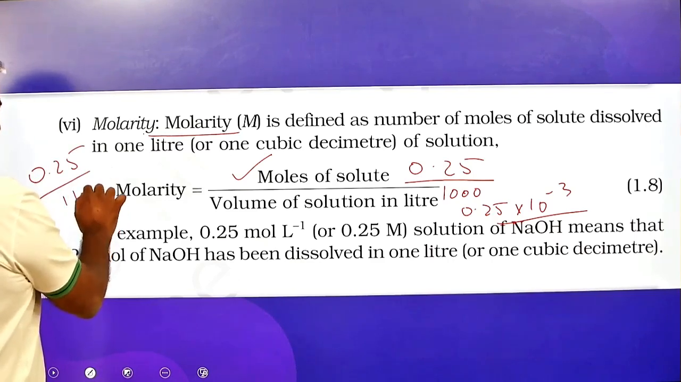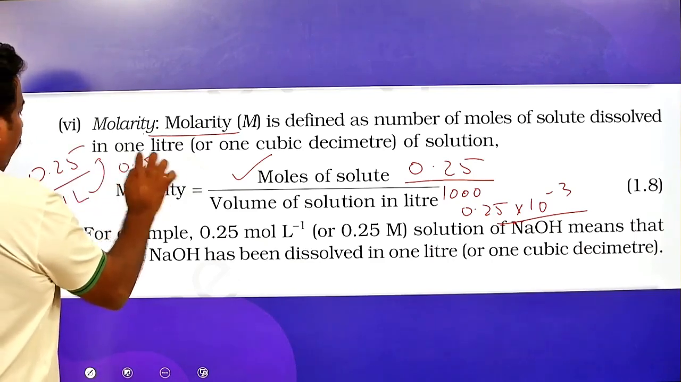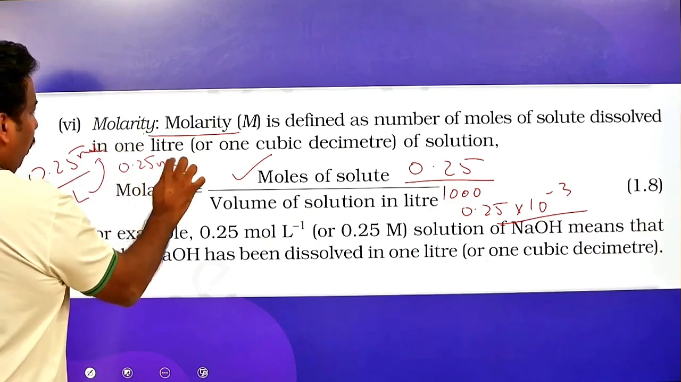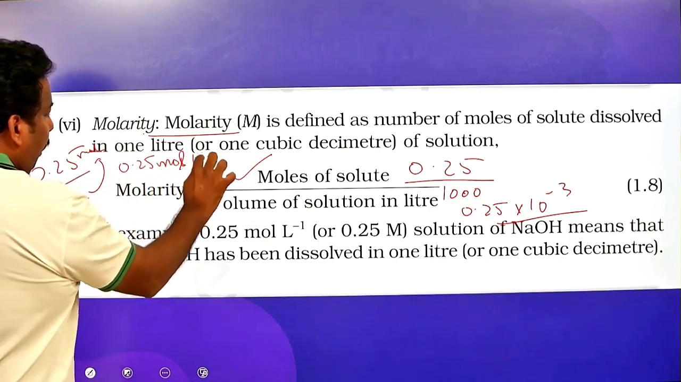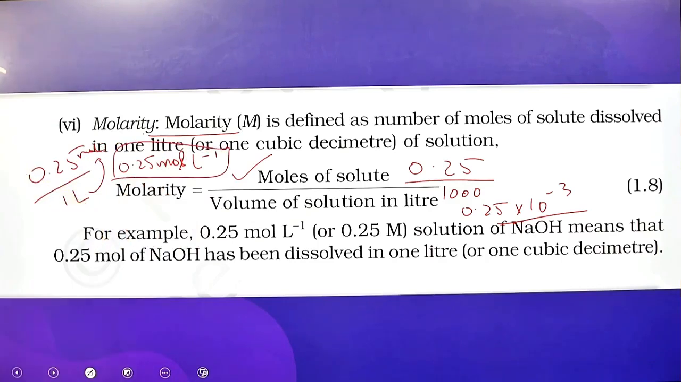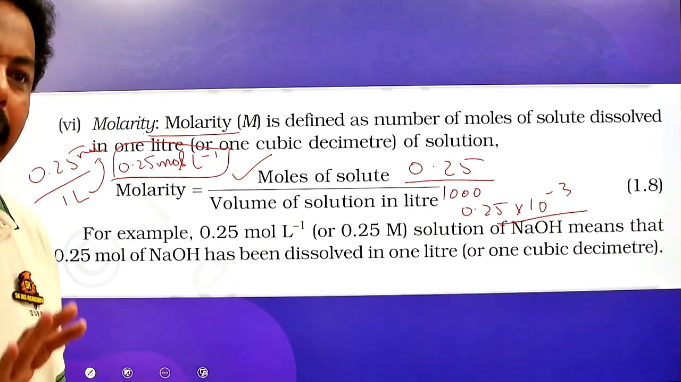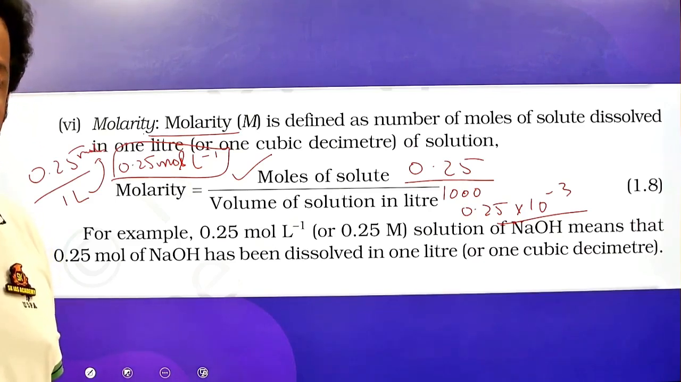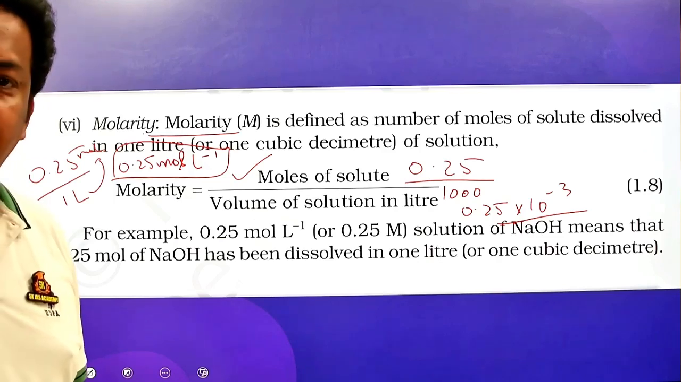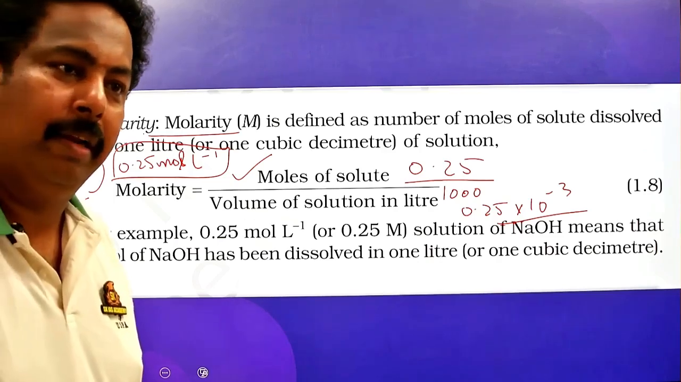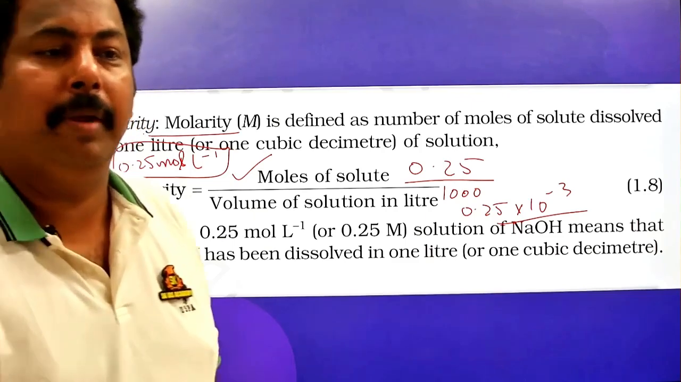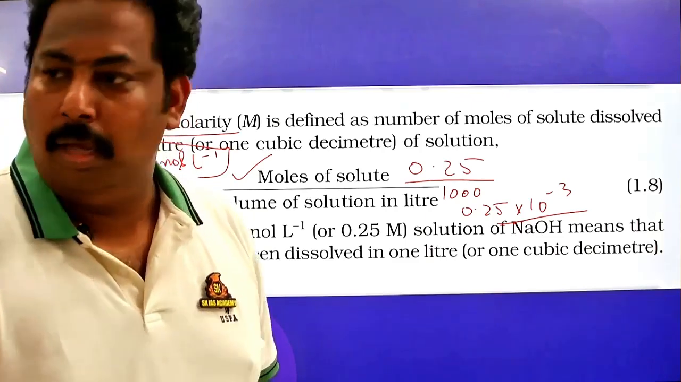Am I right? So this will come to the top, and 0.25 mole L minus 1. You will not convert into 1000. You will not do that. Can you understand? Because the definition is what? Per liter. We have assumed 0.25 mole in 1 liter only. Actually, what is the definition? Per liter only. Why make complications? Are you able to understand?